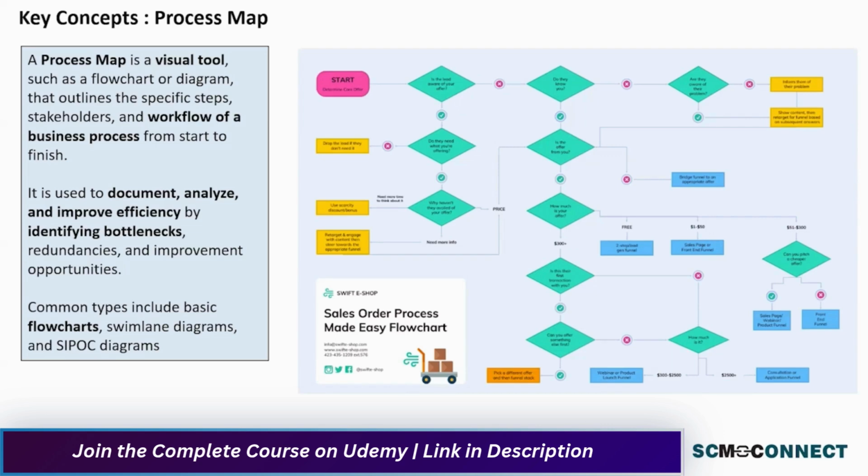So if the lead is validated, then it is passed on to the pre-sale, the sales team for a sales visit. You capture certain details and things like that. So it's a logical flowchart. So process map is nothing but your flowchart. It is used to document, analyze, and improve efficiency by identifying bottlenecks. So it helps you define that standard operating process that you need to follow.